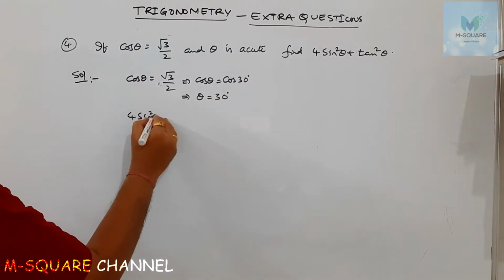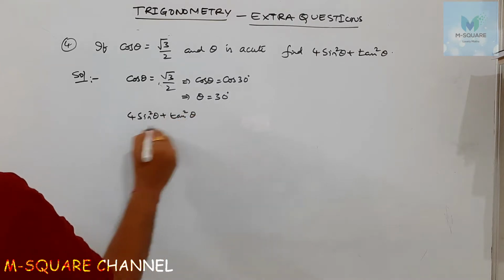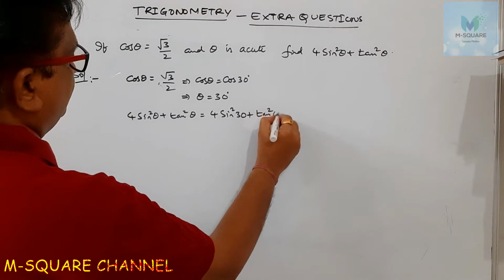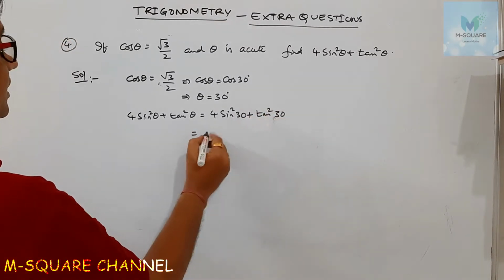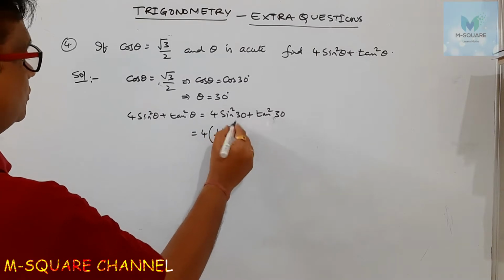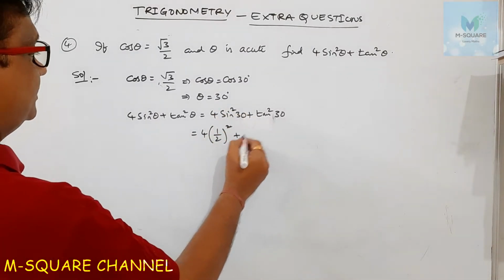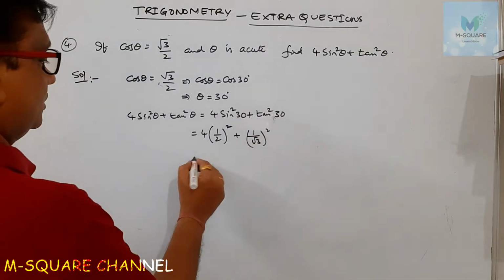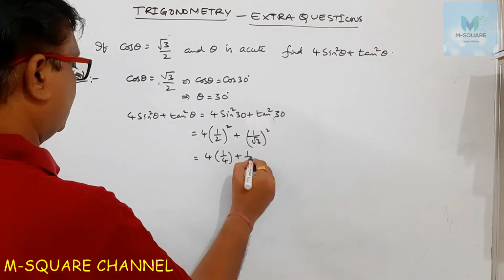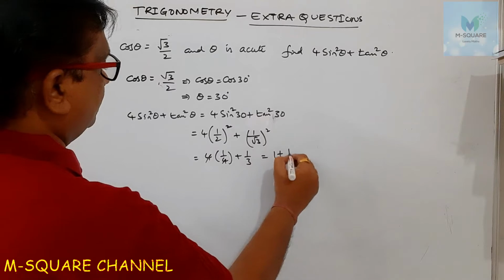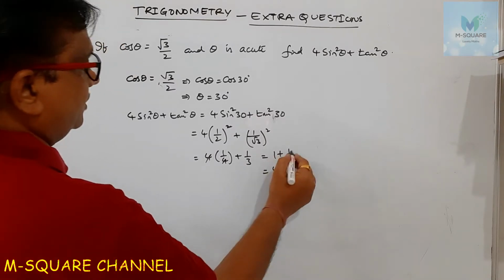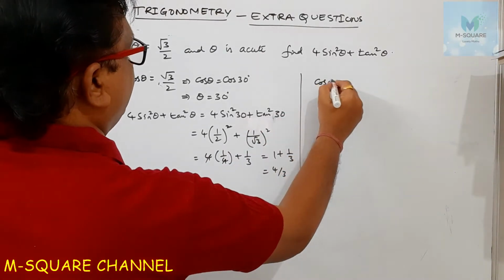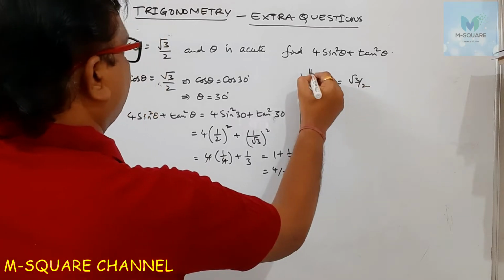So 4 sin square theta plus tan square theta means 4 sin square 30 plus tan square 30. Sin 30 means (1 by 2) whole square, because the square is there, plus (1 by root 3) whole square. Tan 30 means 1 by root 3. So 4 into 1 by 4 plus 1 by 3. So 4 cancel, 1 plus 1 by 3, that is 4 by 3. This is one method. If you take cos theta directly, root 3 by 2, that is the second method.